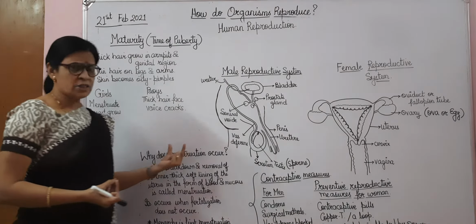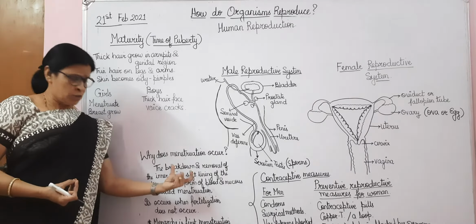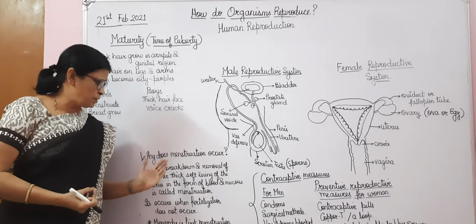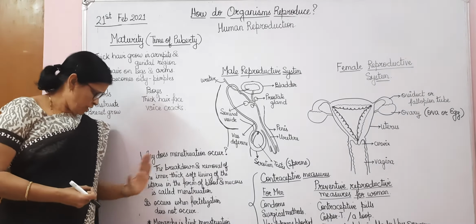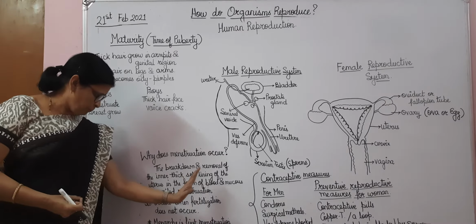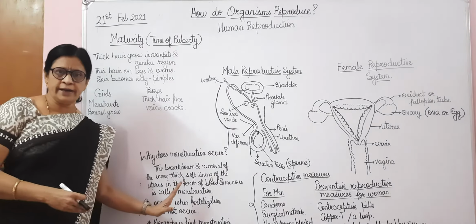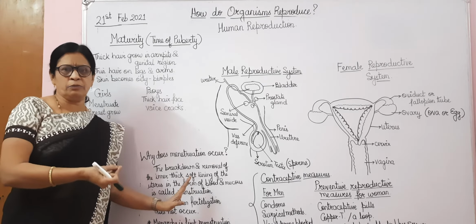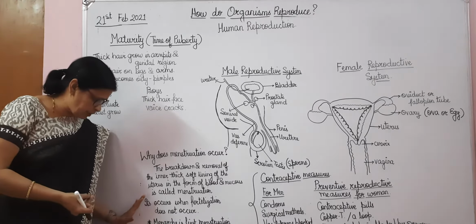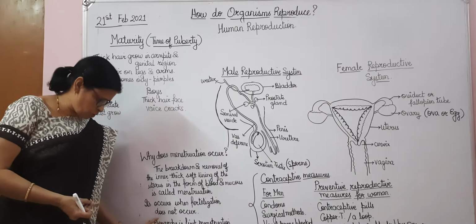You are generally asked, why does menstruation occur? Menstruation occurs when fertilization does not take place. The breakdown and removal of the inner thick soft lining of the uterus in the form of blood and mucus, this removal every month, is called menstruation. And it occurs when fertilization does not occur.